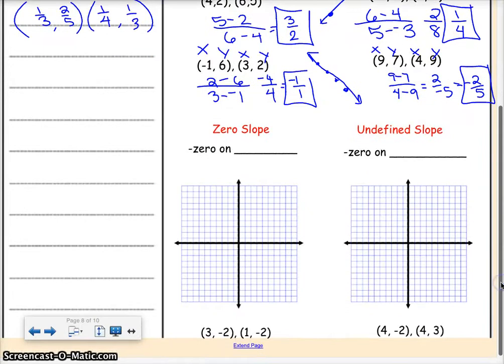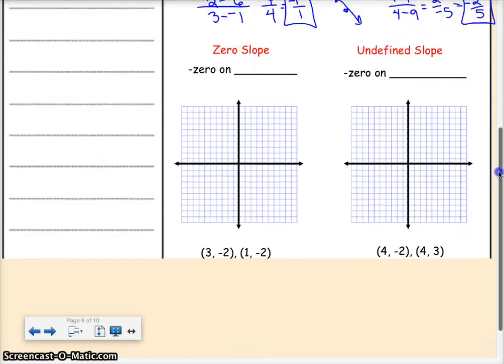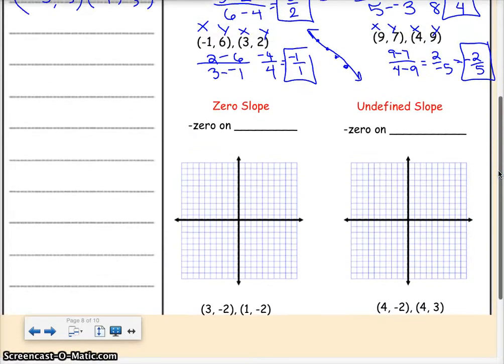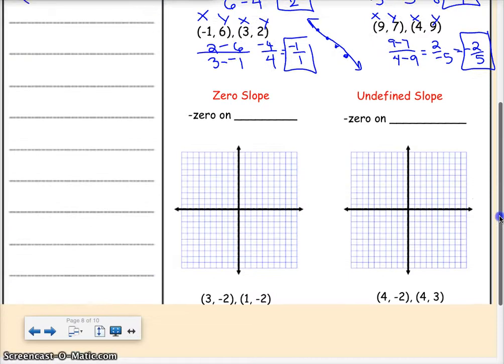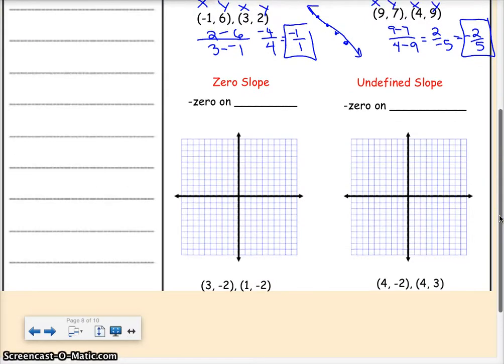Those of you that maybe don't want the formula, because the formula is kind of fancy. If you don't like the formula, you can go old school. I'm going to show you here. Do not fill in your points. Don't do it. I'm just going to show you based on this last example. 9, 7, and 4, 9. So I should have negative 2 fifths, right? And I'll show you that I'll get it.